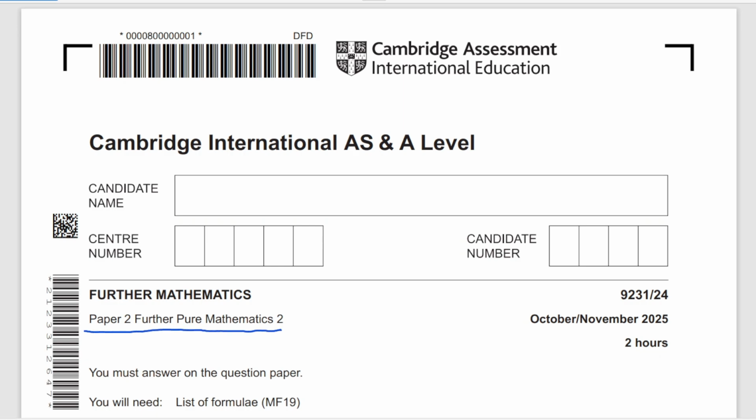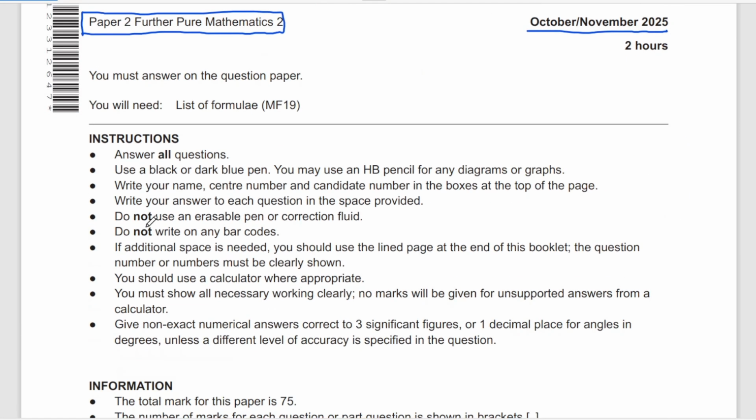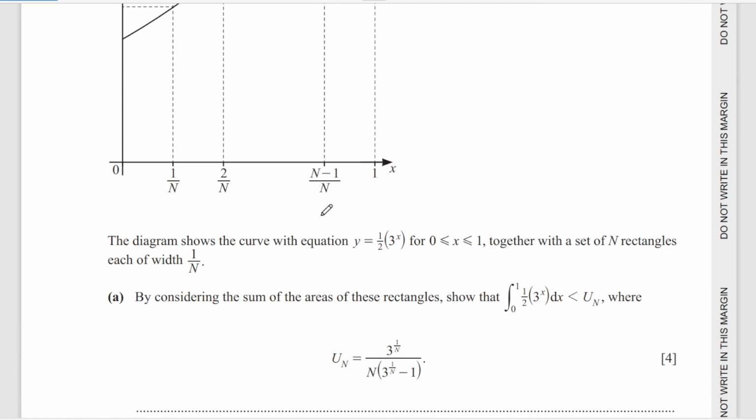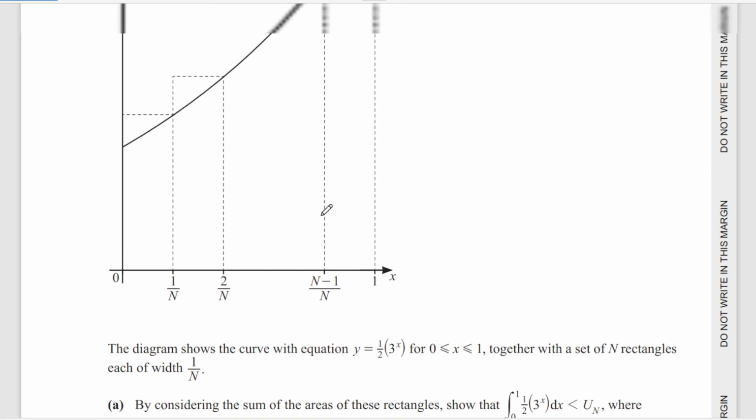This is CIE Paper 2 Further Pure Mathematics 2. And this is the most recent paper, October-November 2025, variant 24. Now, the idea of number 4 is to use rectangles to estimate the area under the curve over the interval 0 to 1. Here we divided the interval into n equal rectangles.